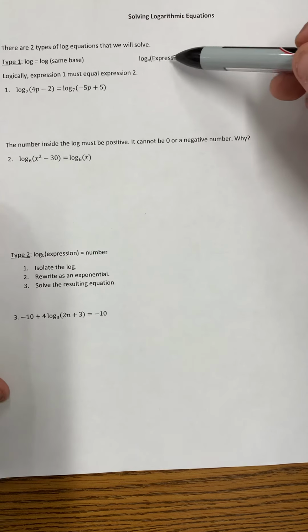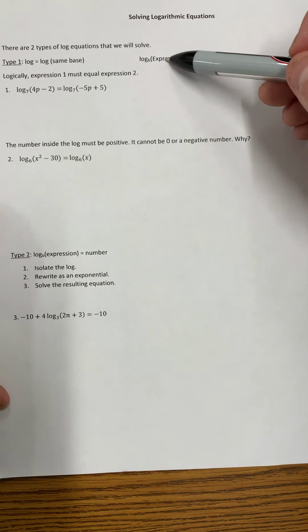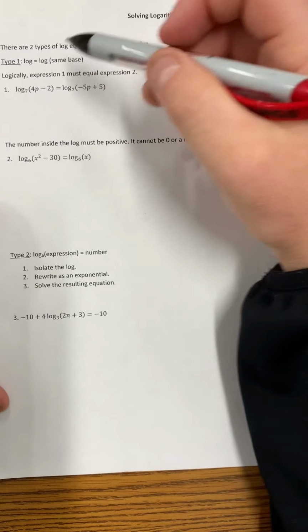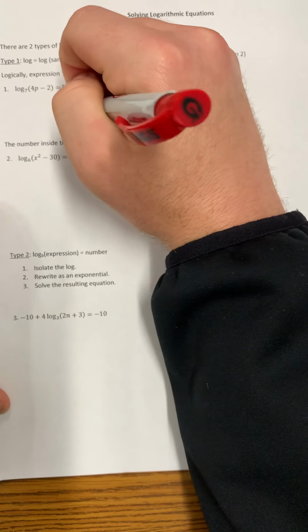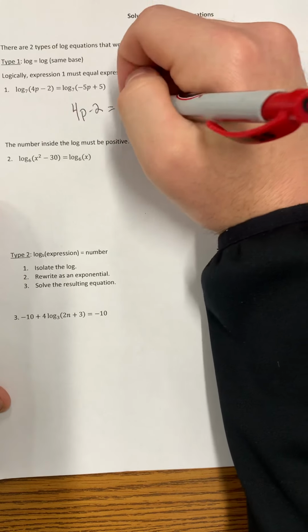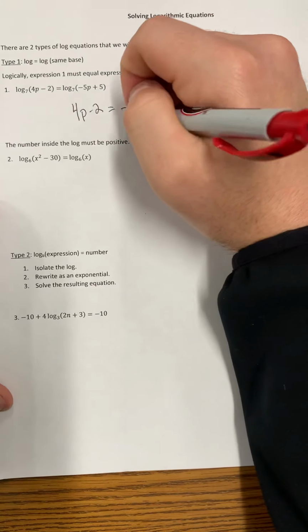The only way for this to logically make sense and logically work out for the equal sign to mean what it actually means is for expression 1 to equal expression 2. So in our first example, we got log base 7 and log base 7 on both sides. So the only way for this to be equal is for the 4p minus 2 and the negative 5p plus 5 to actually be equal. We're going to solve that equation.